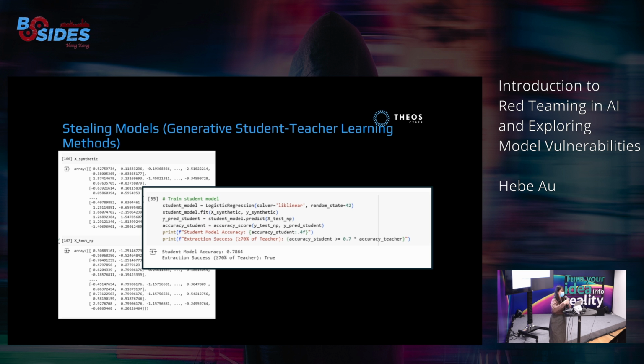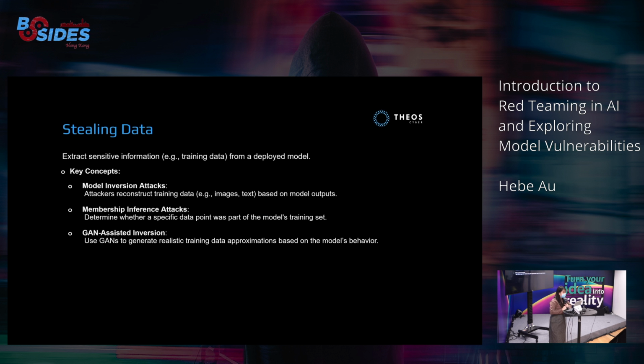So basically, they said they use the OpenAI API to send the prompt, get the response, and then use all the data to train a new model. So it's still about the data. Actually, this just extracts the sensitive data from a deployed model.